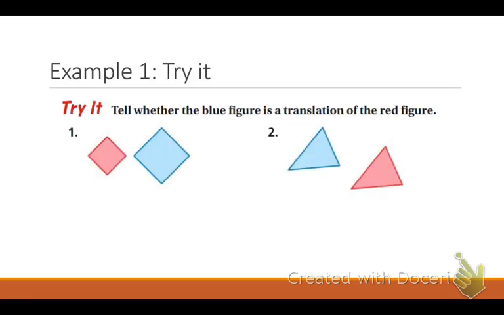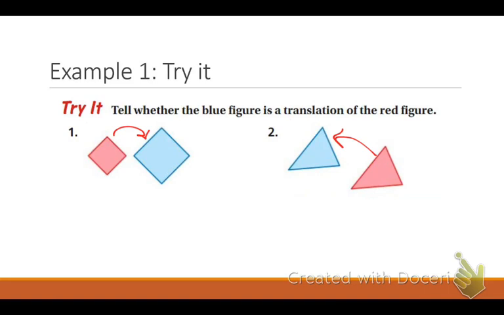Now I want you to try these two. Same criteria. Is the blue figure a translation of the red figure? From red to blue, does it meet the criteria of a translation? On number 2, you're again going red to blue. Just sketch them real quick and then say yes or no. We'll pick up on this in about 2 minutes.